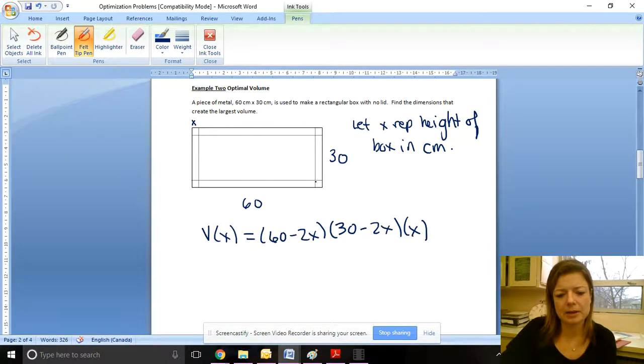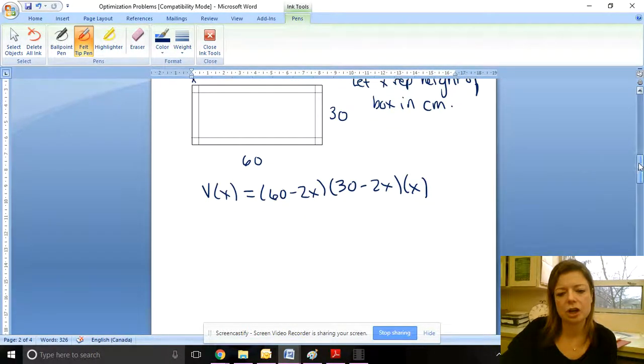The 2x again is because you're cutting out an x here and an x here, so you're subtracting 2 x's from each side, and same thing here with the 60. That was explained in more detail last unit, so that's why I'm just going through that a bit quickly. So if you expand this and collect like terms, you get 4x cubed minus 180x squared plus 1800x.